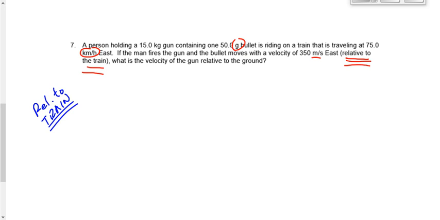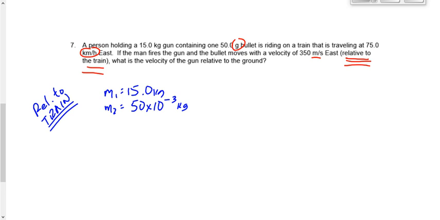So I said m1, the mass of the gun, is 15.0 kilograms. And I said m2, the mass of the bullet, is 50 grams, or 50 times 10 to the minus 3 kilograms. Or you could have said 0.050 kilograms. Just by adding that exponent there, that scientific notation, it helped me to avoid moving the decimal place over.